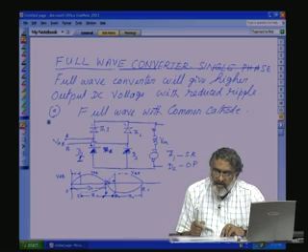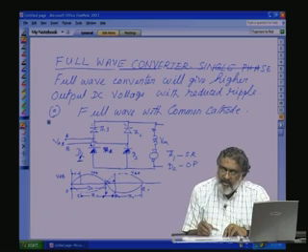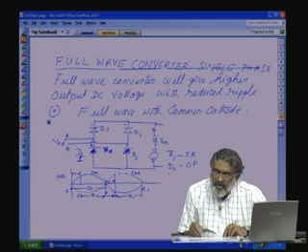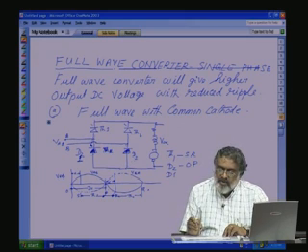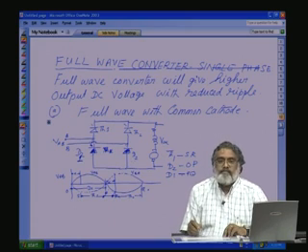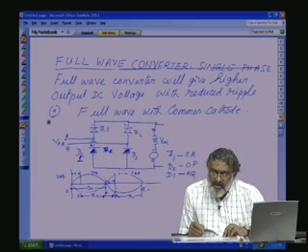Diode D1 starts conducting here. As long as VA is negative with respect to B, D1 will be conducting. So, D1 will be conducting for the full PQ period. And from R to Q, TH2 will conduct.